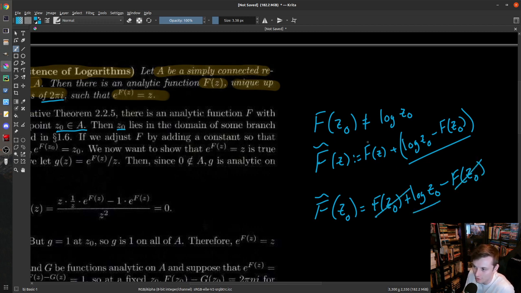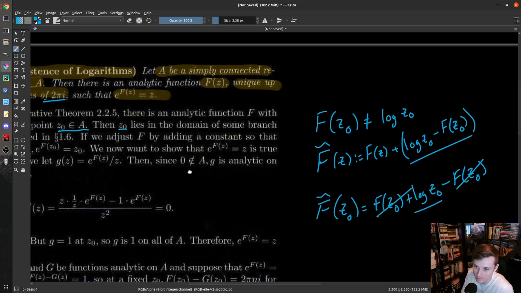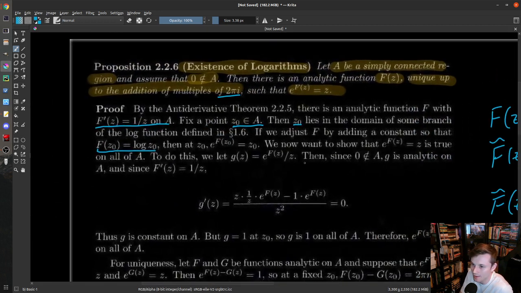Because this is just f of z plus a constant, it's still an antiderivative. So there's always an antiderivative that sends z naught to log z naught. That's what we're saying. And since there always is one, we might as well just assume we took f to be that one in the first place. Then at z naught, e to the f of z naught is z naught, just by how the logarithm was set up to work.